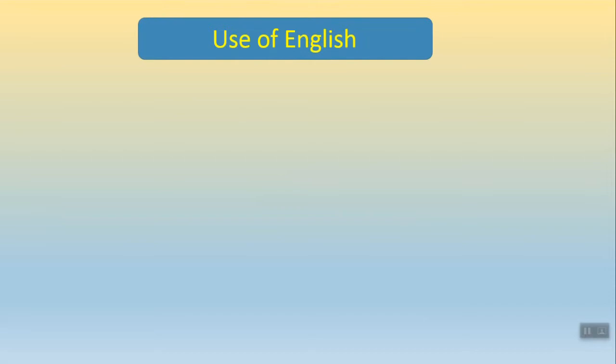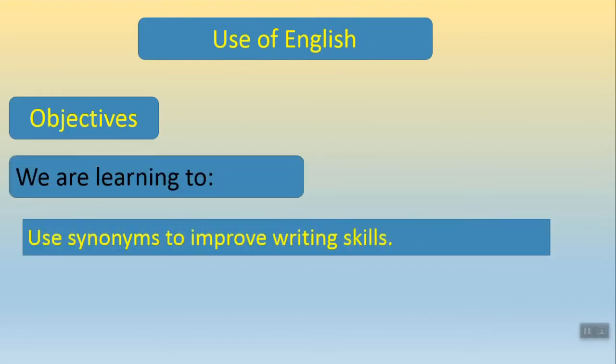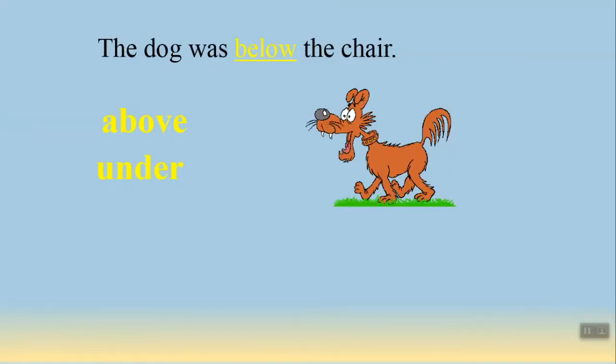In this lesson we are learning to use synonyms to improve writing skills, our writing skills. Now look at this sentence. The dog was below the chair.